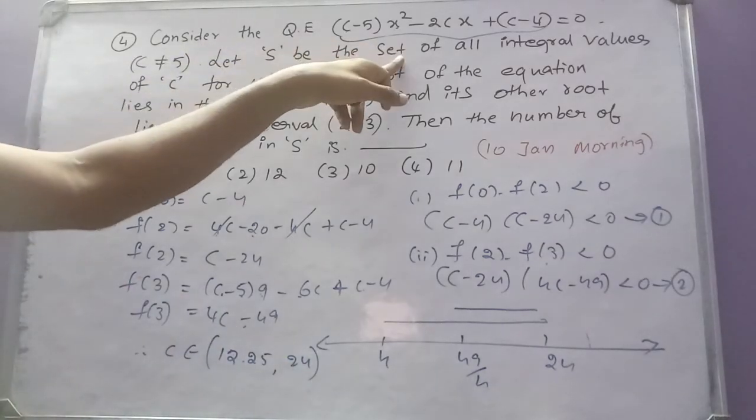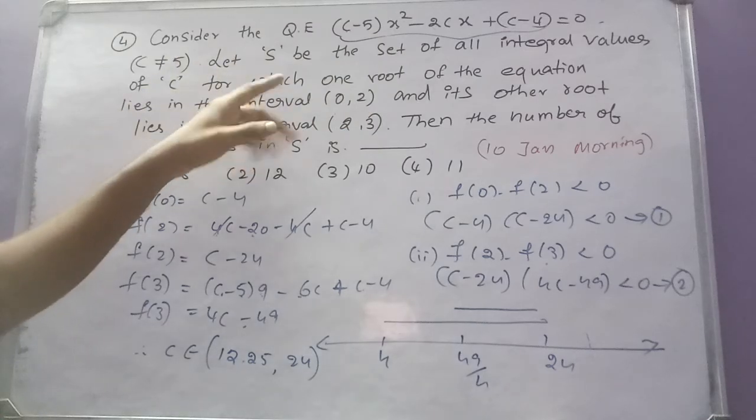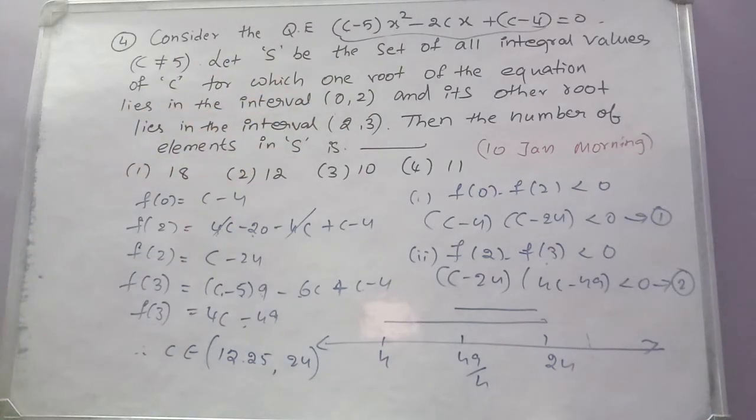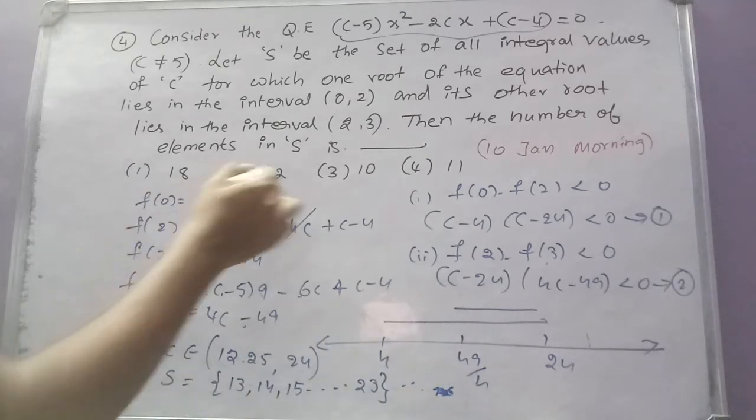And what is the question once again? Let S be the set of all integral values of C. So what are the integers that come under the set S inside this interval? It starts from 13, right? 13, 14, 15 and so on up to 23 only. Please observe that. Now you can count how many integers there are from 13 to 23 using the formula b minus a plus 1. So big number minus small number plus 1. Therefore the number of elements in the set, n of S, is 11.